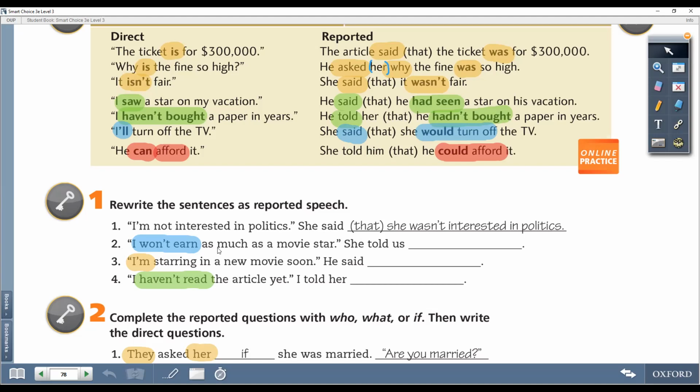Now the next one here, okay? So you know the change. It's the first situation. The second situation is the blue one, simple future. So how can we make it in the reported speech way? She told us, how can we make this one?